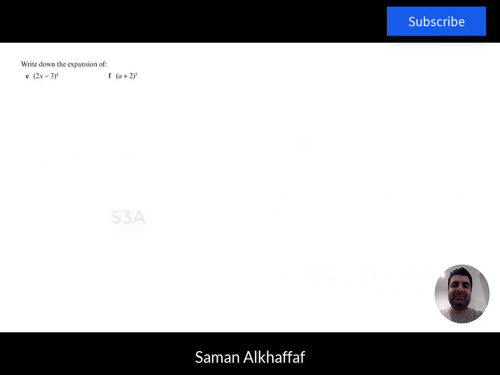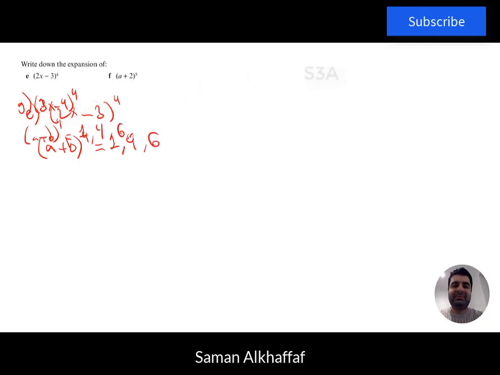In this example, we are asked to write down the expansion of the expression shown, which will be in the binomial expansion. So for part E, we have (2x - 3) to the power 4. That will be represented using Pascal's triangle in the form of the power 4. So the coefficients will be 1, 4, 6, 4, and 1.